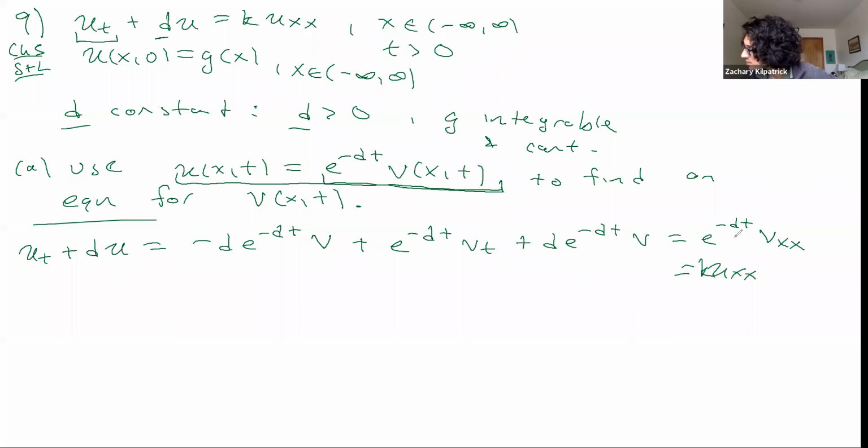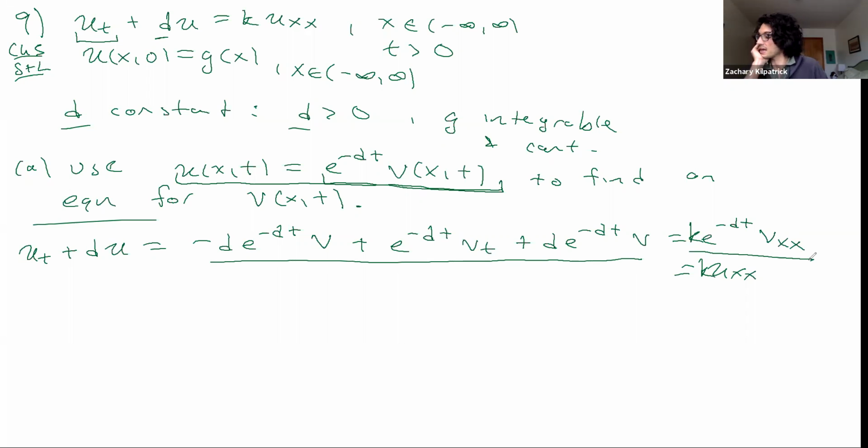Sorry, it should be k u sub xx, so I have an extra k living out there. So this is my left-hand side, and this is my right-hand side now. And I can cancel these parts out. And I can also divide through by e to the minus dt, and I get just v sub t equals k v sub xx.